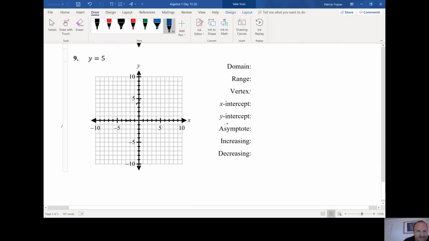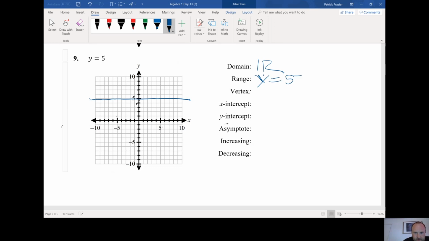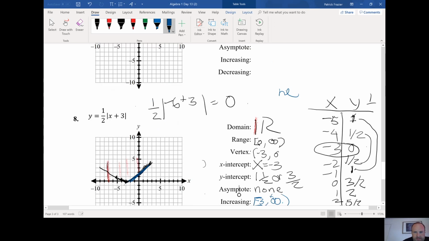Problem number 9 is really just y equals 5. The domain is all real numbers because you can have anything along the spectrum, the axis, plug in anything, and it's just going to be y equals 5 no matter what. The range is y equals 5. Y cannot be any other value than y equals 5. So that's the range. Vertex, there is none. There's just one horizontal line. There's not some line meeting that line.